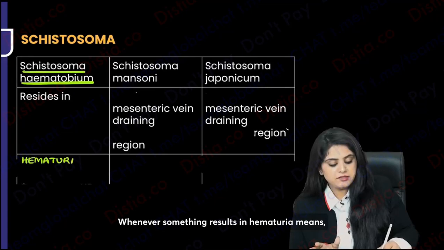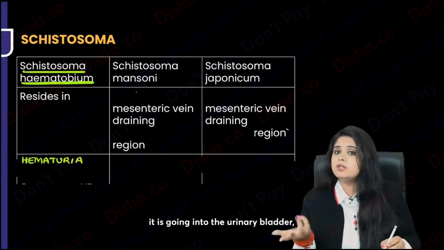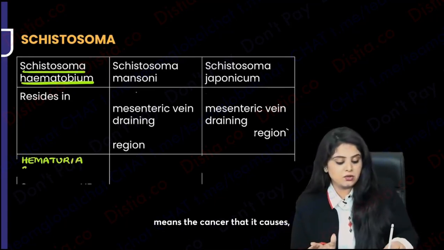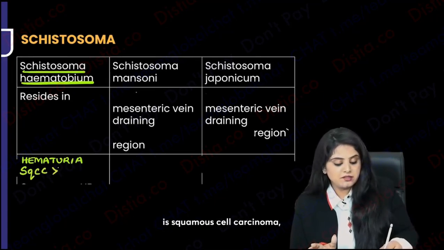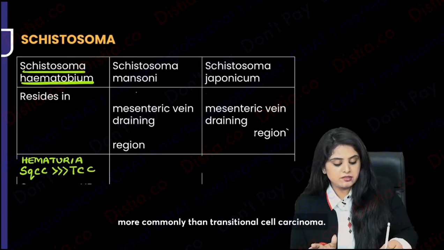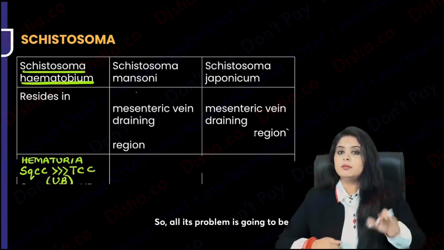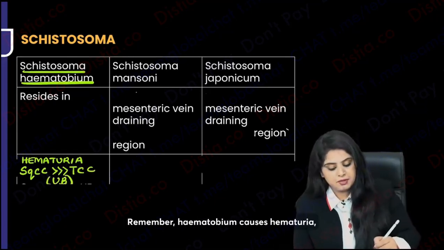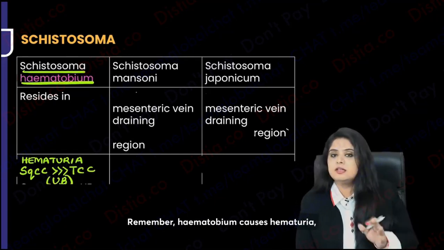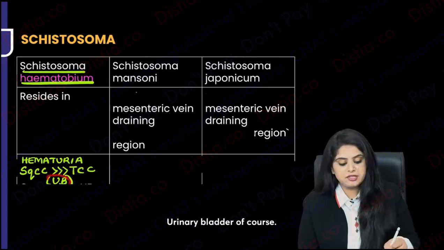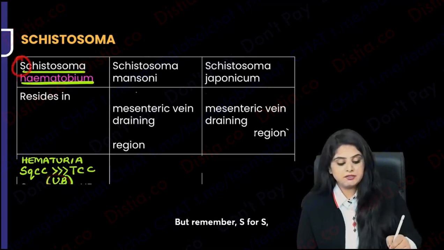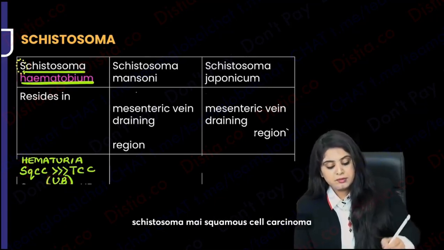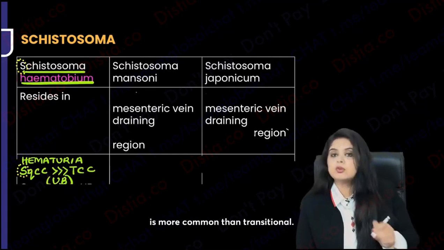Whenever something results in hematuria, it is going into the urinary bladder, so the cancer that it causes is squamous cell carcinoma more commonly than transitional cell carcinoma. So all its problem is going to be in the urinary bladder. Remember, hematobium causes hematuria, and which cancers? Urinary bladder, of course. But remember, S for S. Schistosoma means squamous cell carcinoma is more common than transitional.